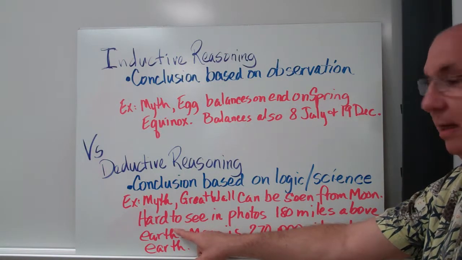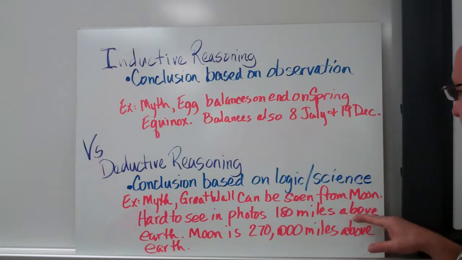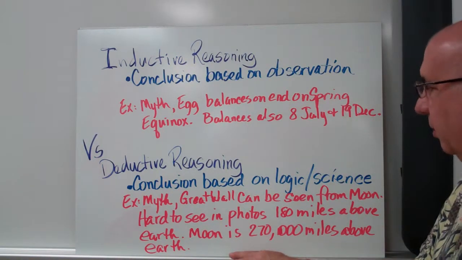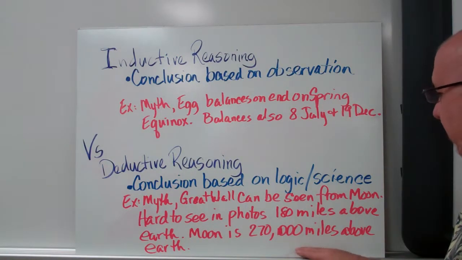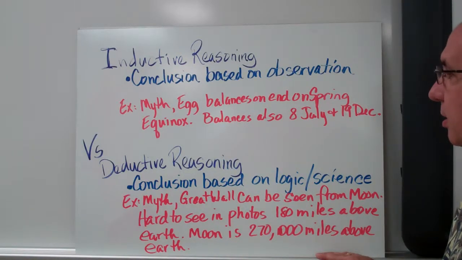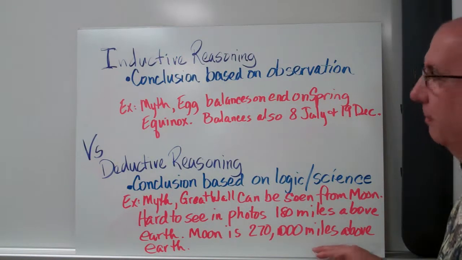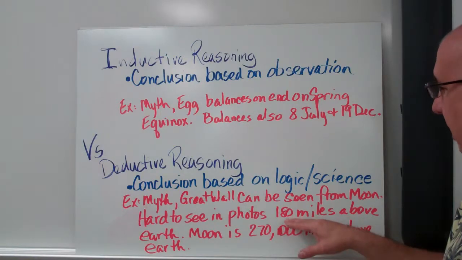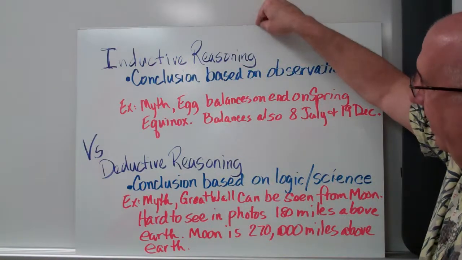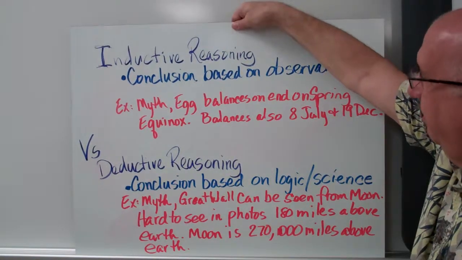evidence taken from science that the Great Wall is difficult to see in photographs 180 miles above the Earth. That is, when they're orbiting the Earth, it's difficult to see. The moon is 270,000 miles above the Earth. Therefore, we can logically deduce that the Great Wall of China cannot be seen from the moon, because it's much farther away than 180 miles, and at 180 miles, you can just barely see it. That's deductive reasoning based on logic or science.